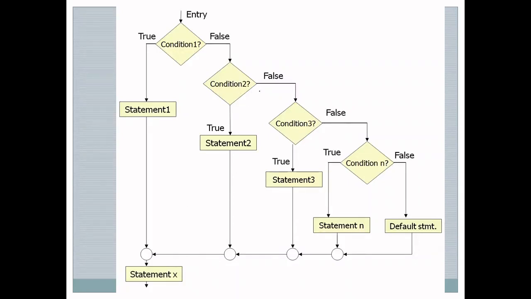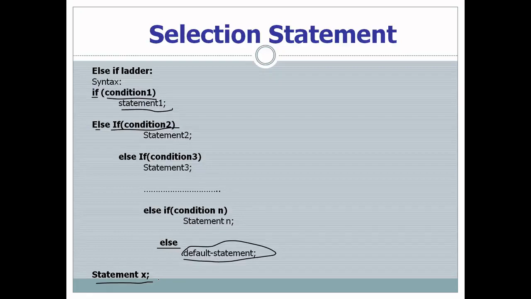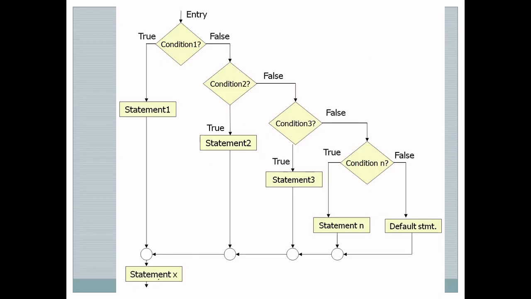If condition 2 is false, it checks condition 3, and so on up to condition n. Lastly, if none of the conditions is true, we have else, that is, the default statements are executed and it goes to statement X. So this is about the else-if ladder. We are discussing this in brief because you have already studied all of this in C programming.